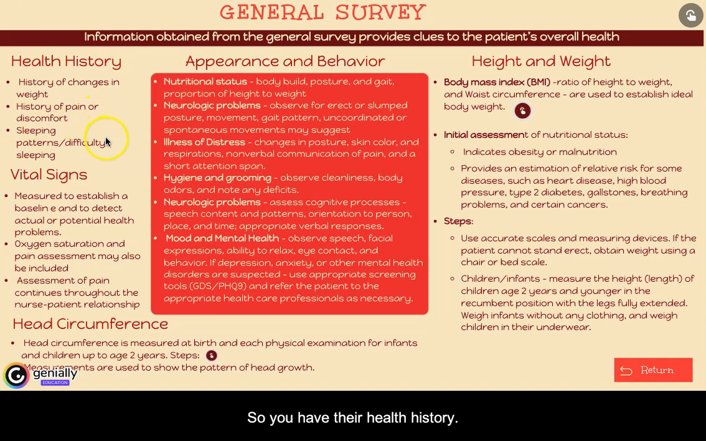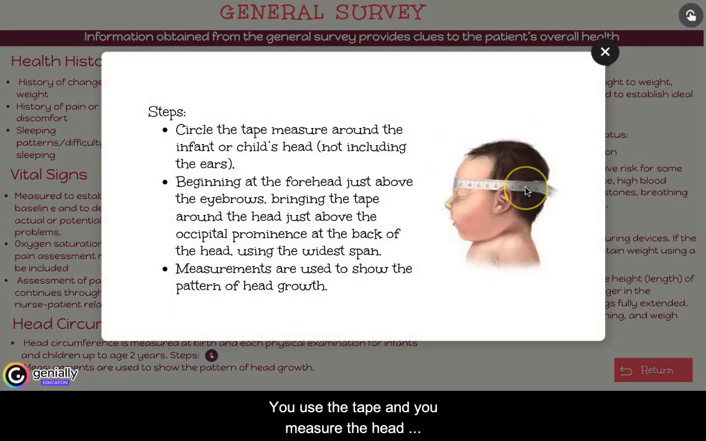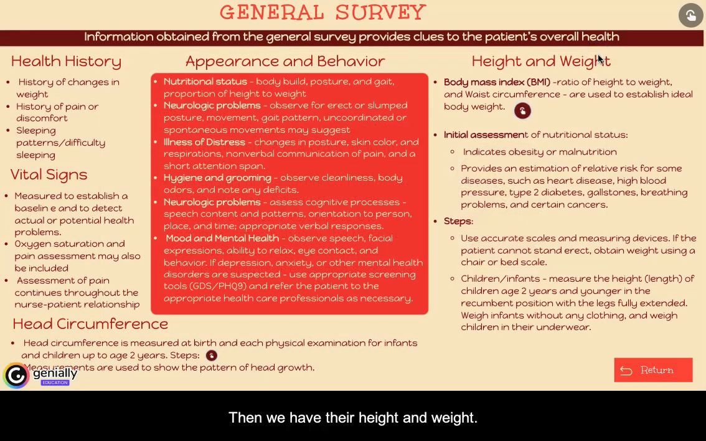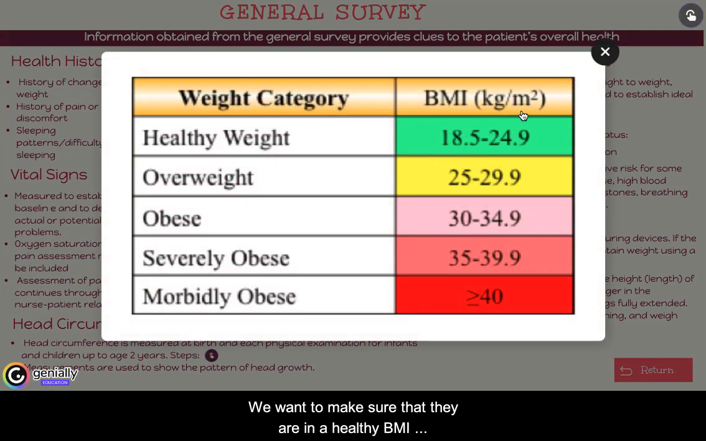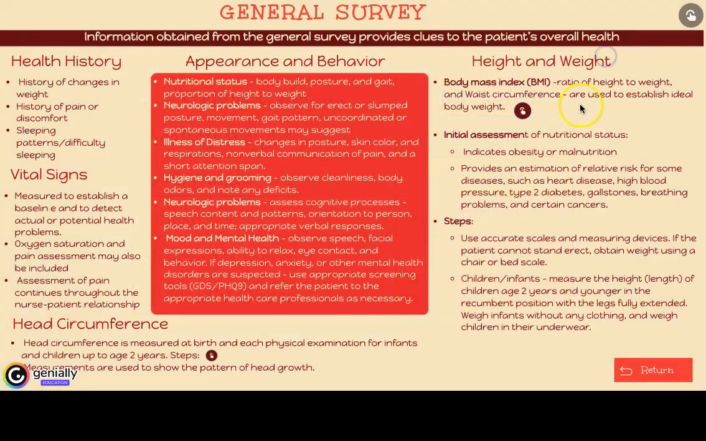So you have their health history, you measure their vital signs, you measure their head circumference. That's why you're going to need the tape. You use the tape and you measure the head circumference in centimeters. This is mainly done for pediatric patients. Then we have their height and weight. We want to collect their BMI. We want to make sure that they're in a healthy BMI category based on their height and weight.